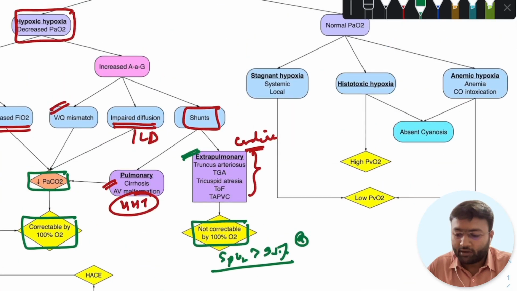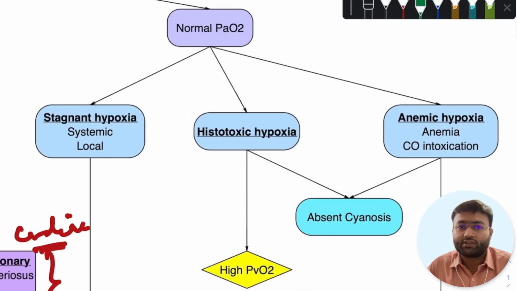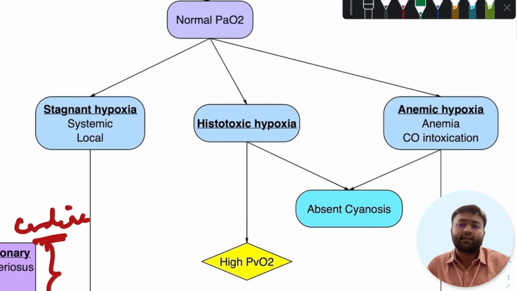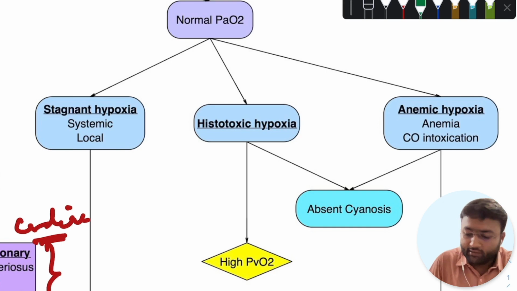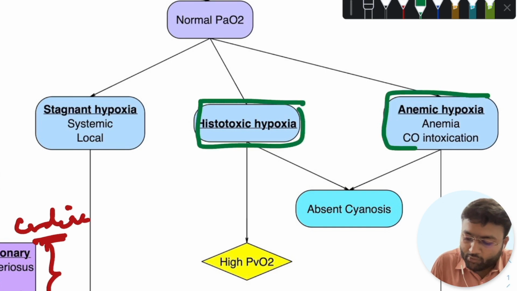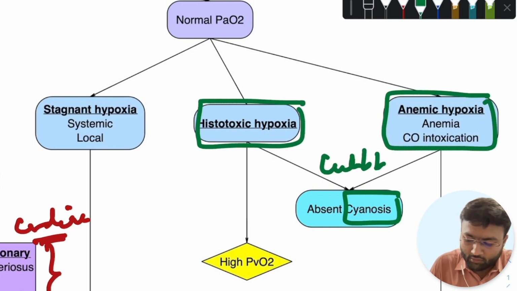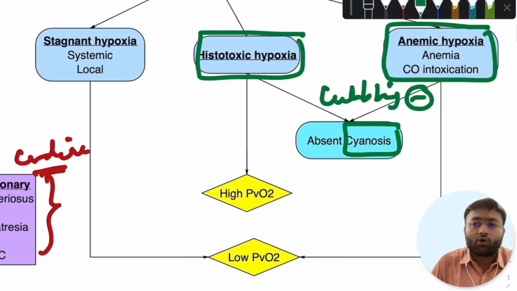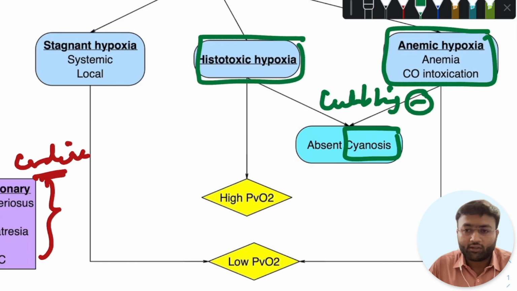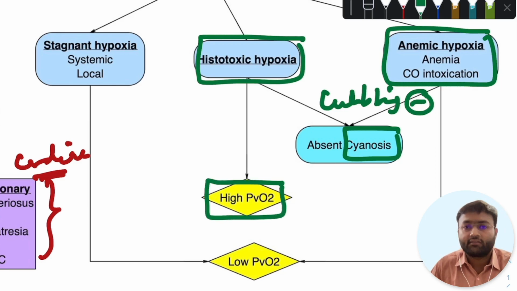Now the next part of this arm is when the PaO2 value is normal, in which case you should consider stagnant hypoxia or histotoxic hypoxia and anemic hypoxia. In the case of histotoxic and anemic hypoxia, cyanosis will be absent, and so will clubbing. Clubbing is also absent because tissues are not utilizing the oxygen. The venous oxygen content is increased, and thus this is the classic feature of histotoxic hypoxia.